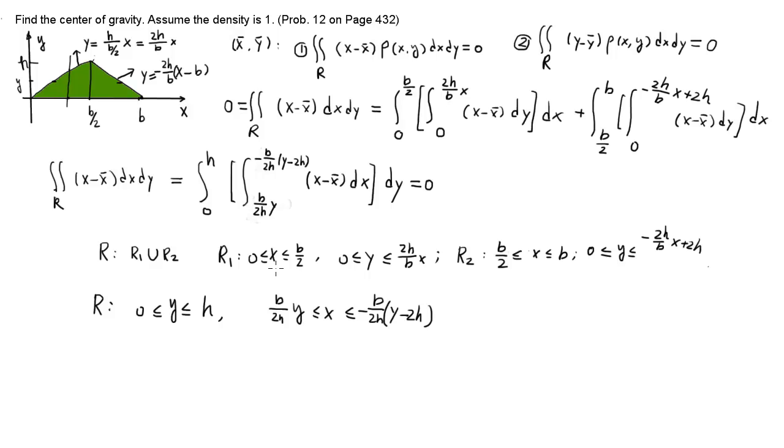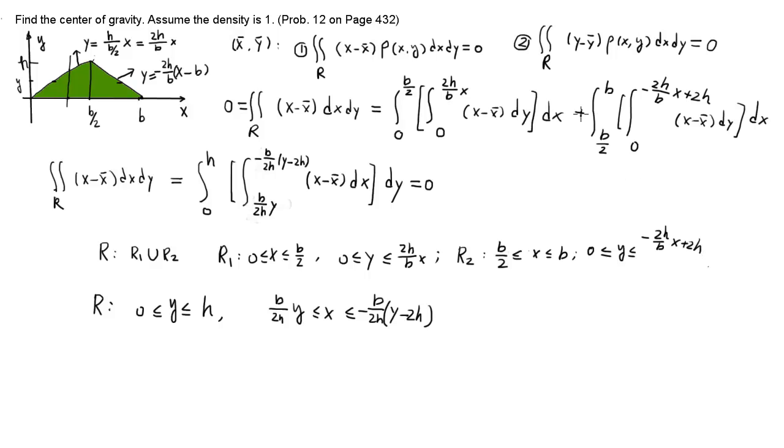R1 means x is between 0 and b over 2. These two are constants, lower and upper limits. Okay. Now, for each fixed x, we try to look at y. y is between 0 and 2h over b times x. This way, we describe the entire R1 region. Now, for the R2 region, it's similar. You can see x is between lower limit and upper limit. But for each fixed x, y is between 0 and this upper limit over here. We multiplied this out, so for the second term, it's simply plus 2h over here.